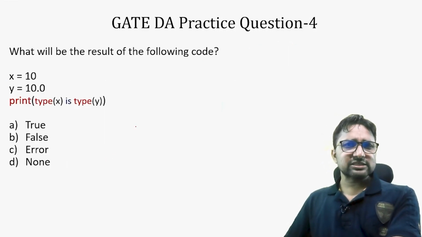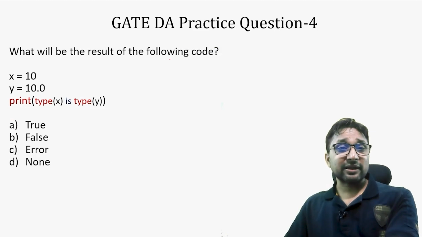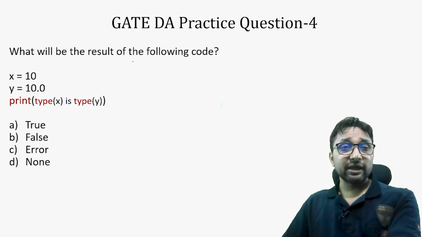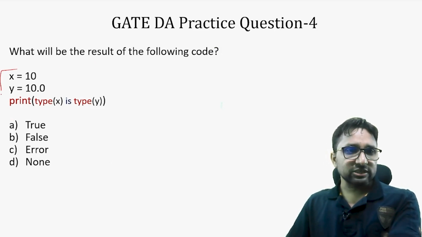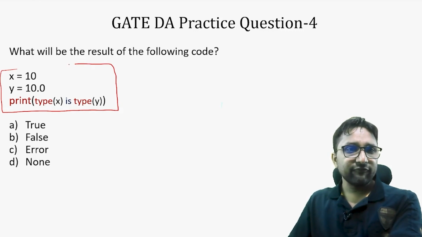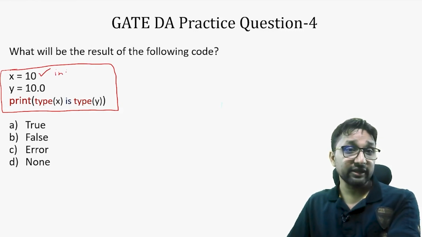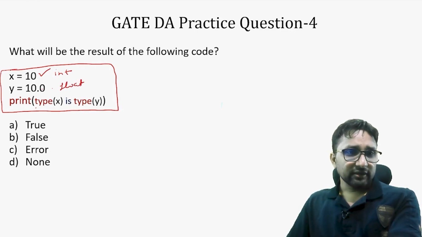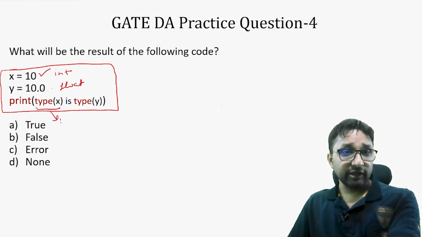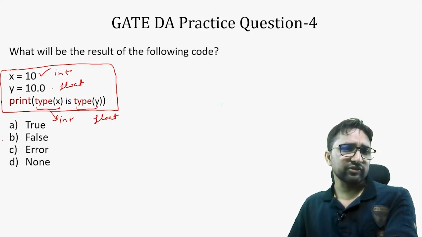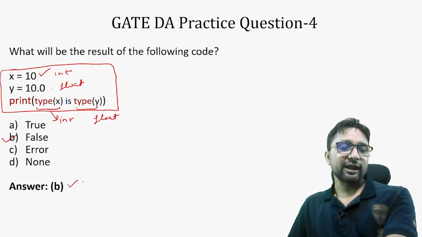Fine. Let's check out the next GATE DA practice question. What will be the result of the following code? Let's check out this code. We have assigned two variables. One is 10, that is an integer. This is another variable that is a float. We are checking whether the type of x, which is integer, is the type of y, that is float. No, their types are different. So this will return false. B is the right answer.